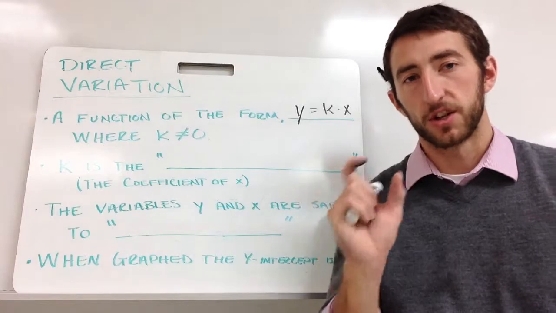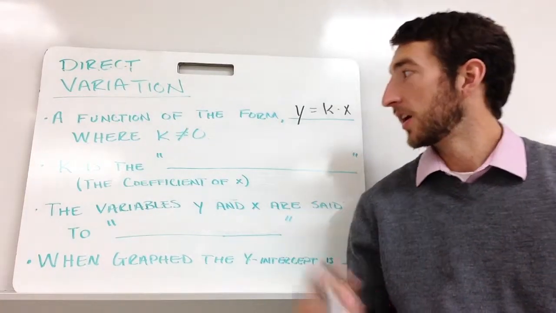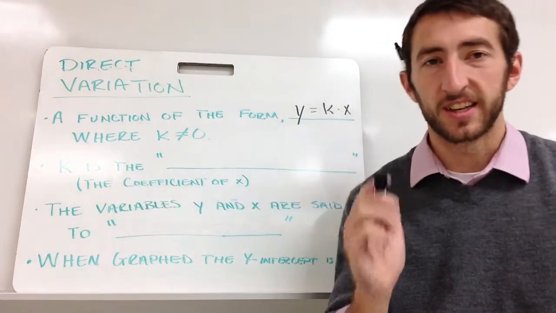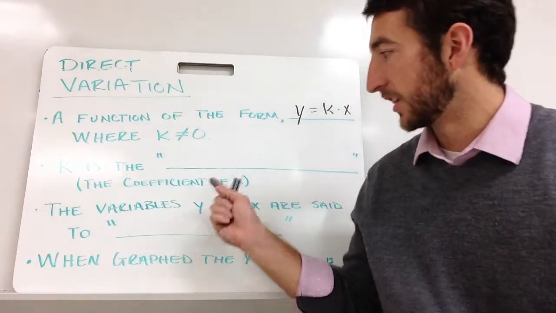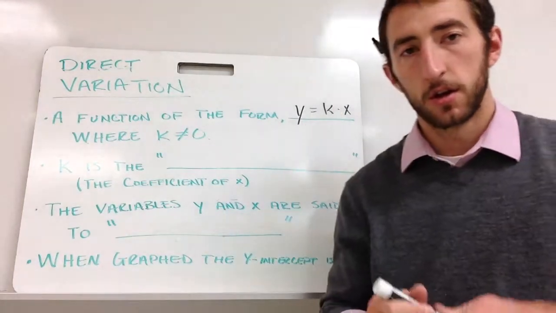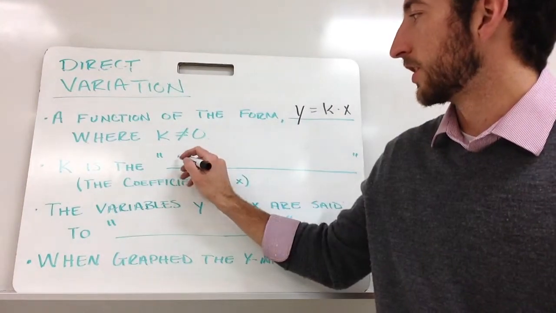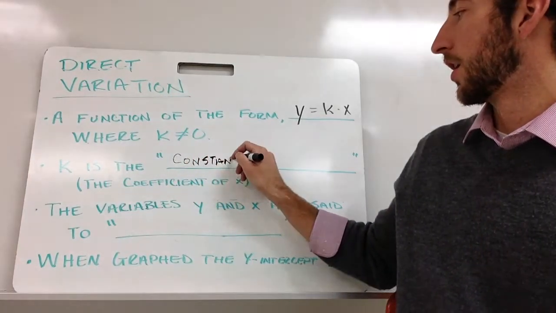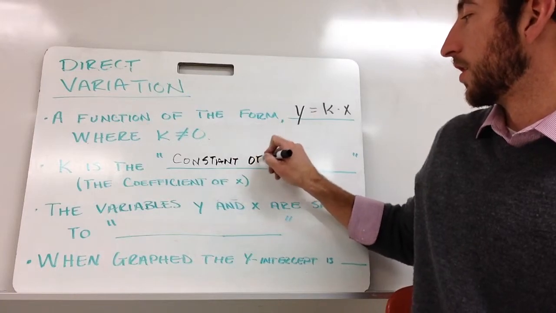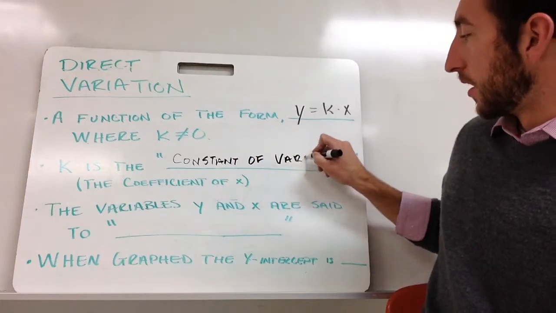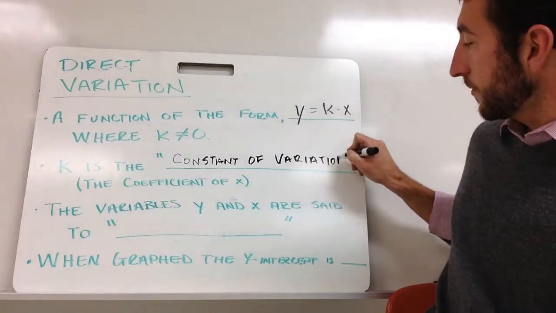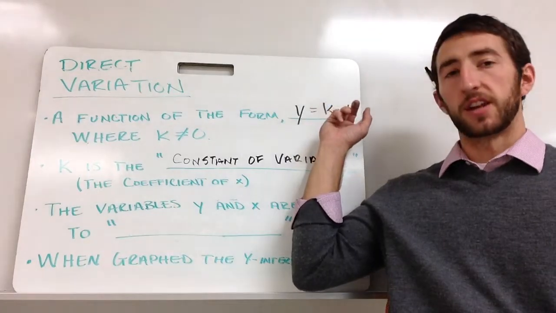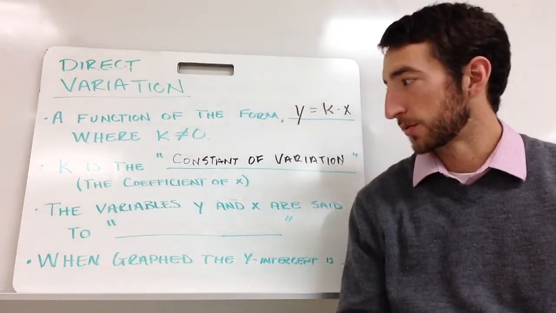k is kind of similar to the slope. But in direct variation, there's a specific name for this k, for k not equal to 0. This k is called the constant of variation, and it is the coefficient of the x, as you see in our formula. So this is the constant of variation. The constant of variation is just what we're going to multiply the x by, whatever the x is, and it's going to give us a relationship with the y.